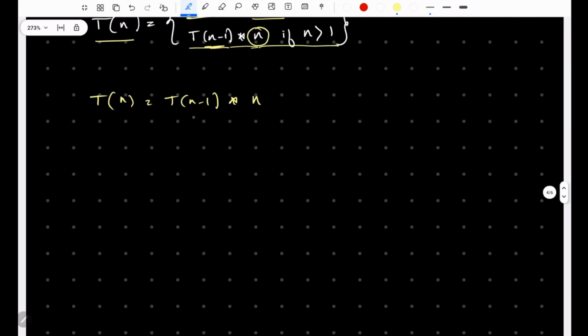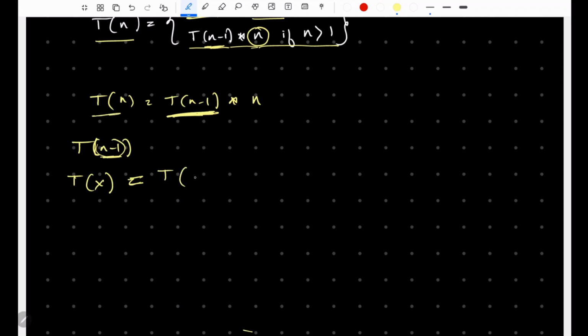Yeah, so as we have seen in the last one, what we need to do is find this one and substitute the value of this in this function only. So let's find t of n minus 1. We can think of this n minus 1 as x. So we have t of x.